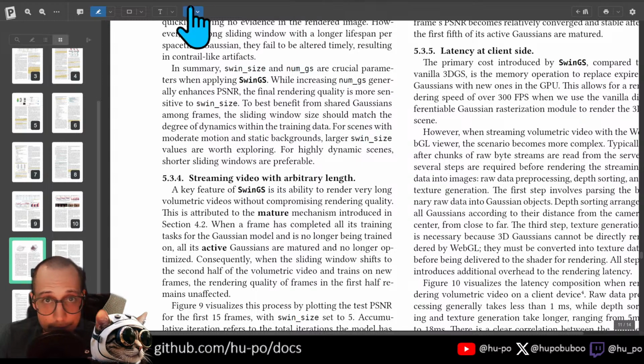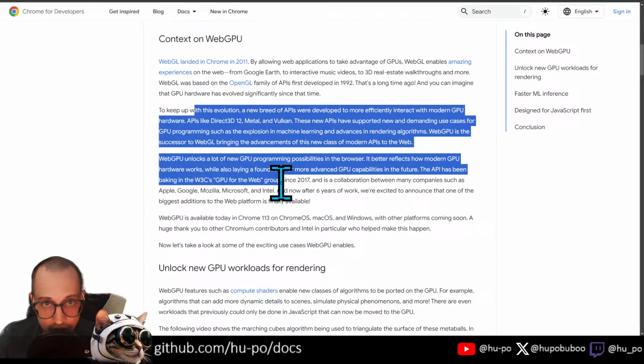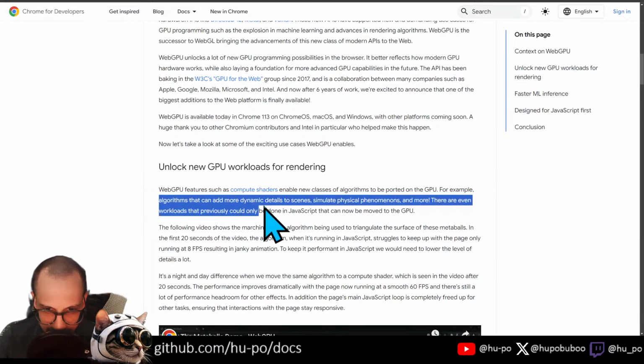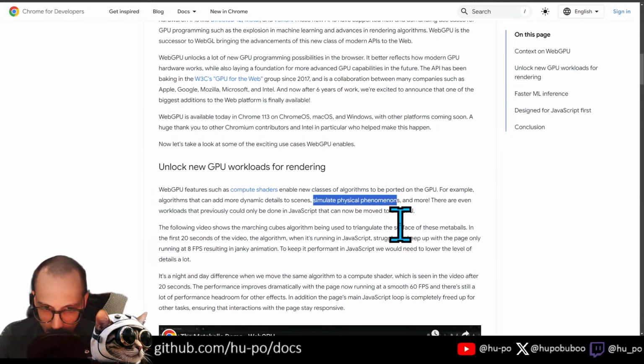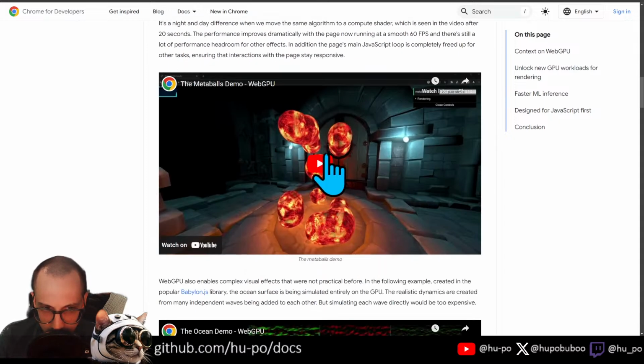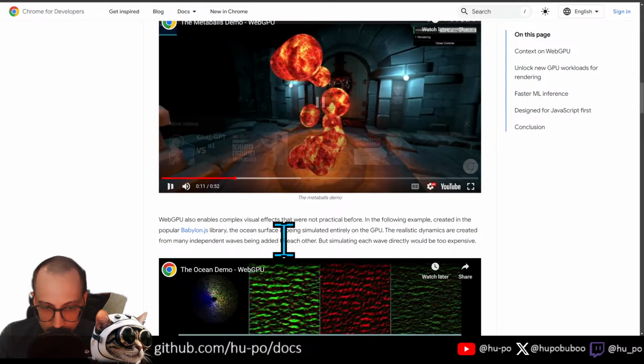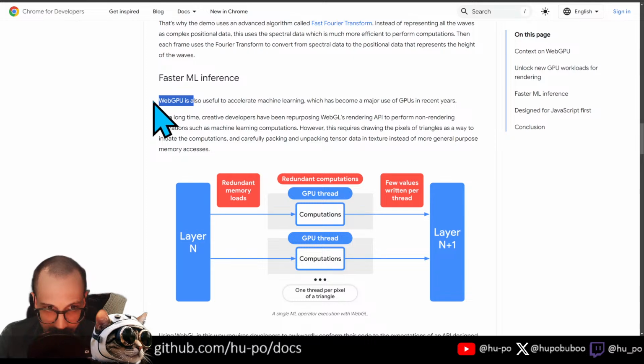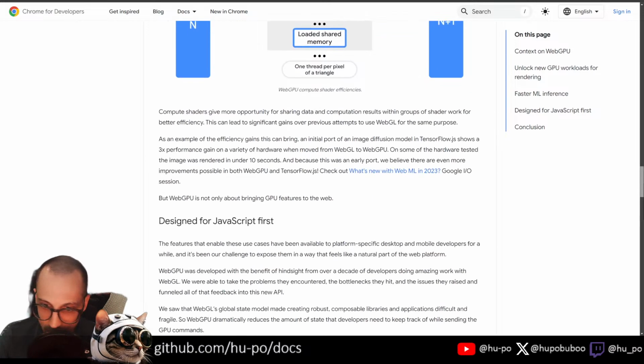Got some nice figures. Little WebGL render. Here's the background about WebGL. WebGL features such as compute shaders, algorithms that can add more dynamic details, simulate physical phenomena, and more. Okay. Faster ML inference. That's another thing with WebGPU, is that you can eventually perform neural net inference on your GPU in a browser. Being able to access your GPU from the browser is a huge win, I think.